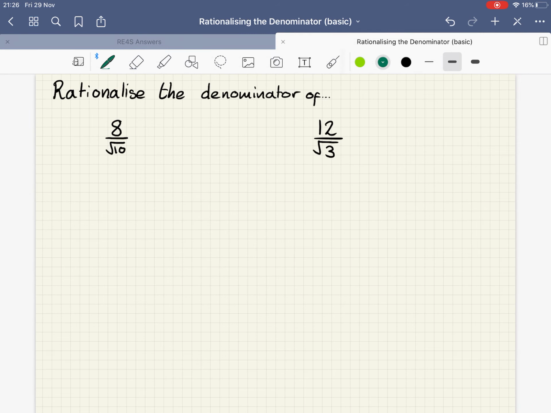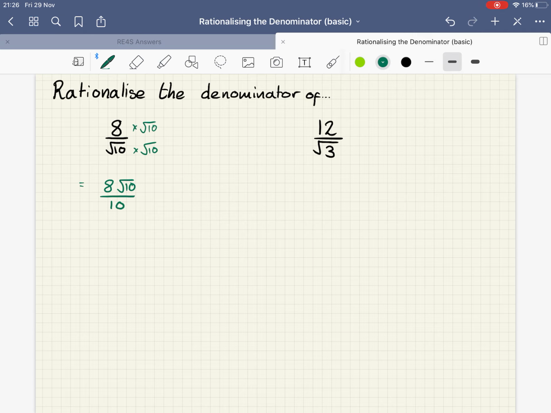Okay, so next one, we've just got one little step. We'll see what it is when we get there. So again, doing the same thing as before, in order to rationalise the denominator, you need to multiply both the bottom and the top by root 10. So I've now got 8 root 10 over 10.